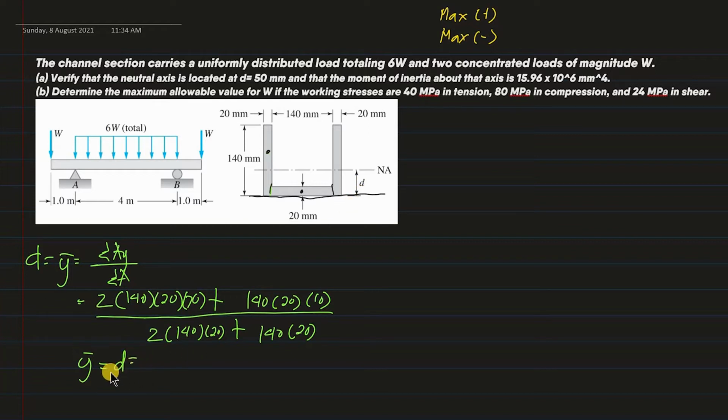Okay, so our final answer, mga bis, is 50 millimeter. So, ayun, na-verify natin yung location ng neutral axis. Tama, d is equal to 50 mm. Okay, so tama. Next, isunod naman natin itong I, or the centroidal moment of inertia.